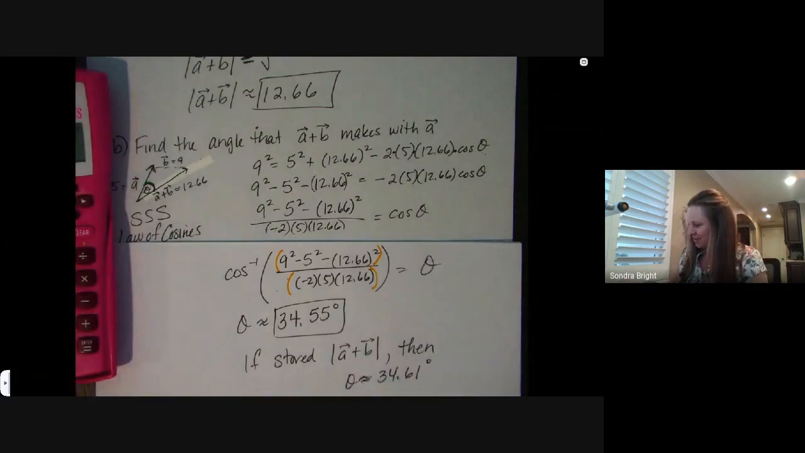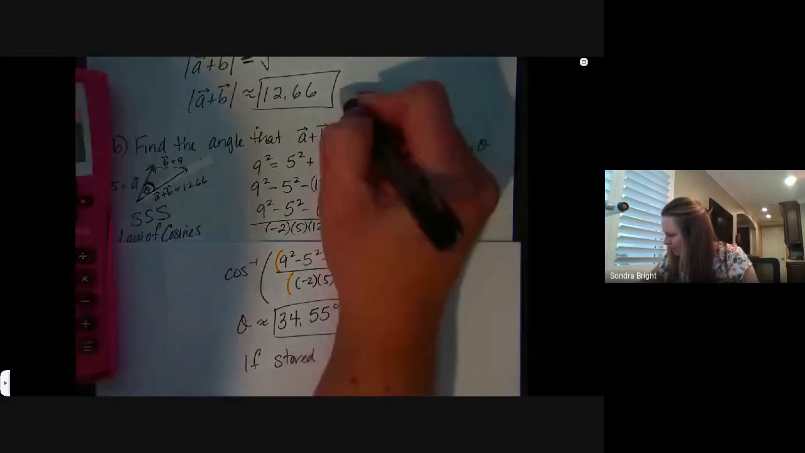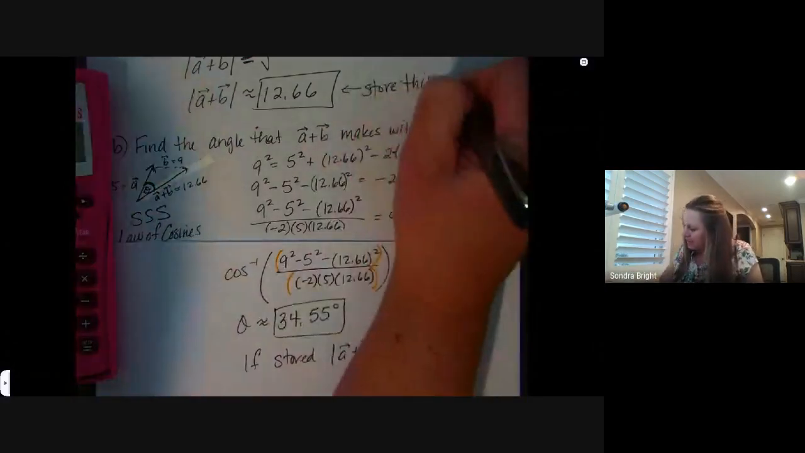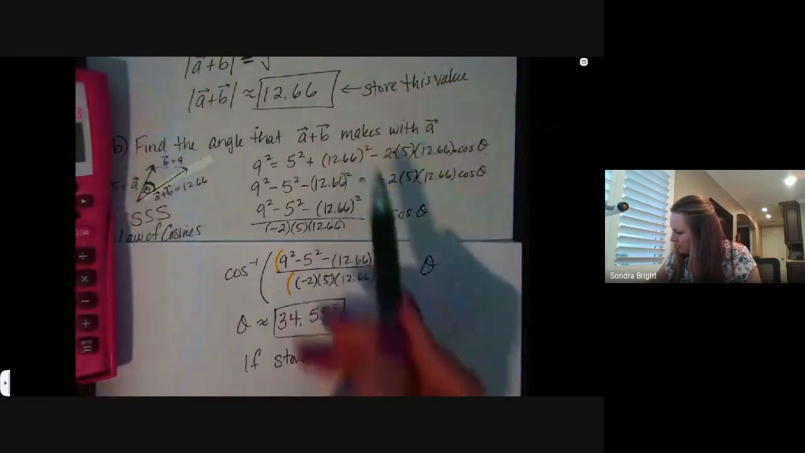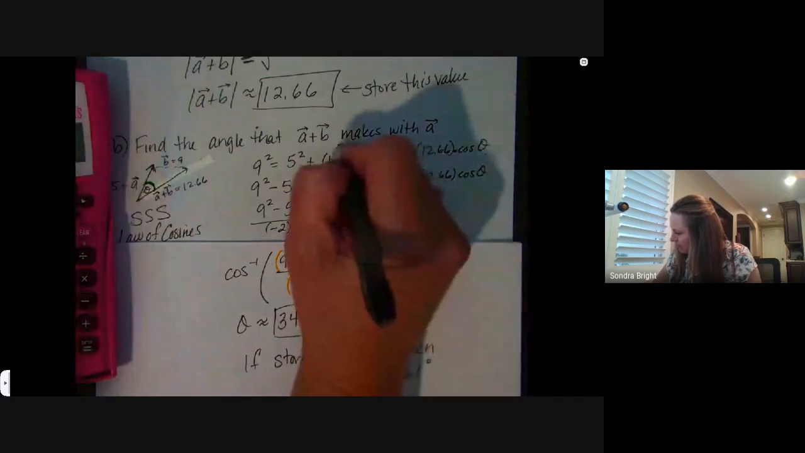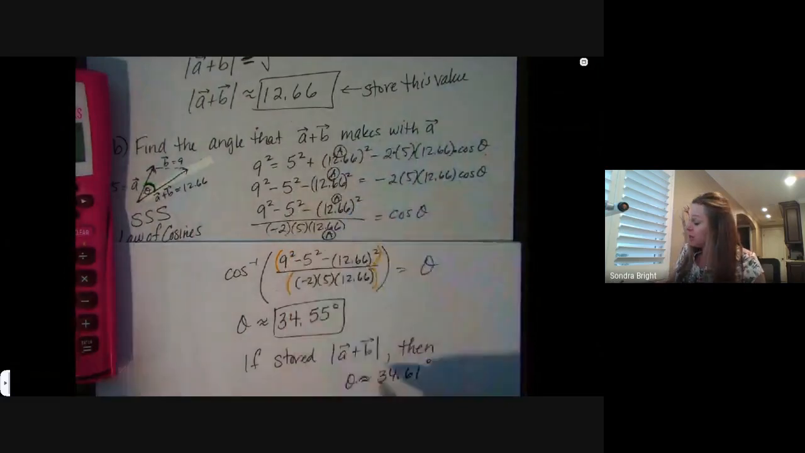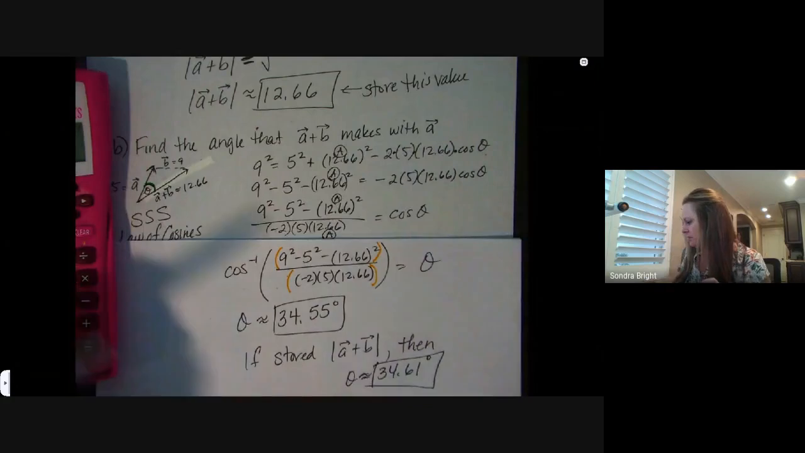Because that's off by quite a bit, and that's what will happen. So if you had gone back here and had done the whole decimal, store this value under A, right? And then every time you see this 12.66, you're going to use that stored value, and that's really the proper answer. So if you're not storing your values and you go to check your answers in the back of the book, your answers will be wrong because they stored values and didn't round.